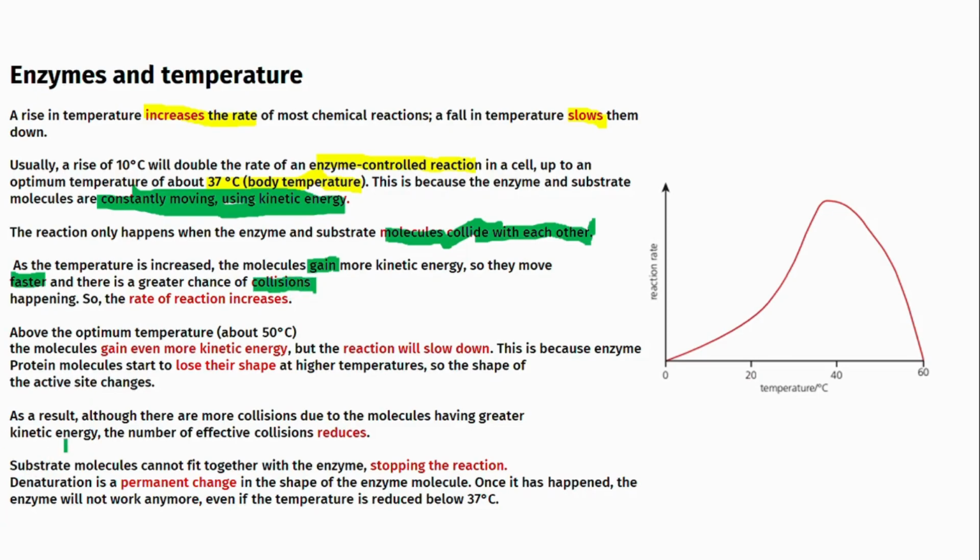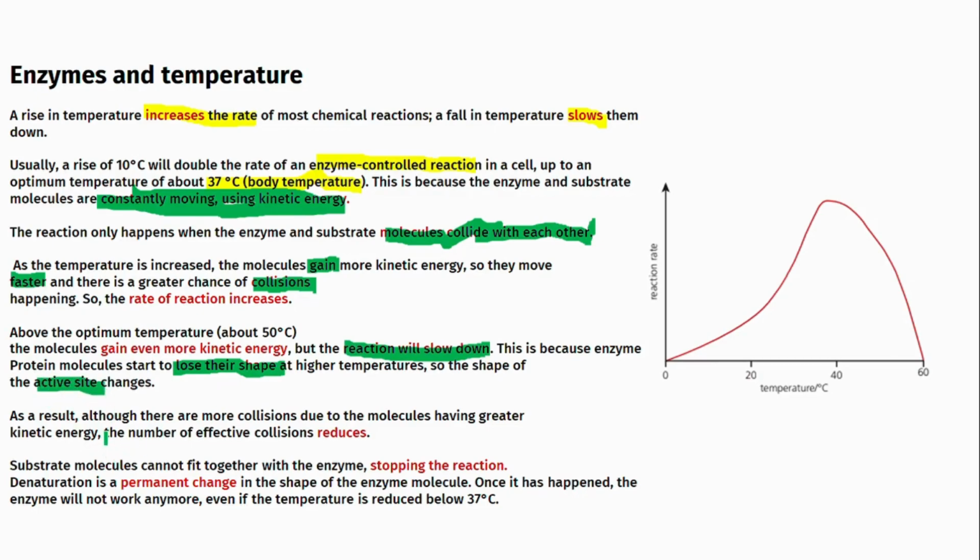Now talking about the optimum temperature, above about 50 Celsius, the molecules gain even more kinetic energy, but the reaction will slow down. Why is that? It would slow down because protein molecules start to lose their shape. The bonds between the amino acids will start to break, and so the complex structure of the protein will start being lost, and high temperature will cause a change in the active site.